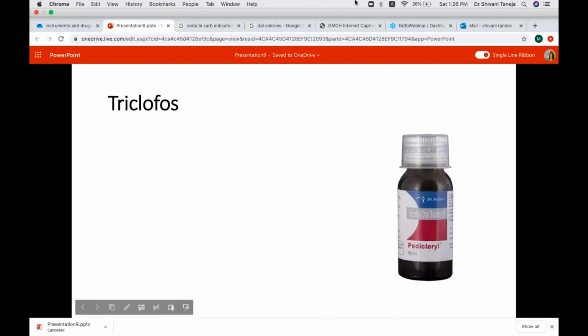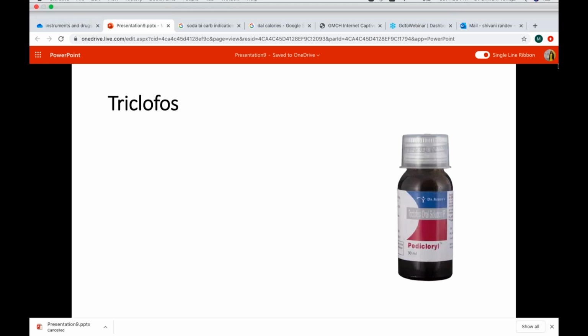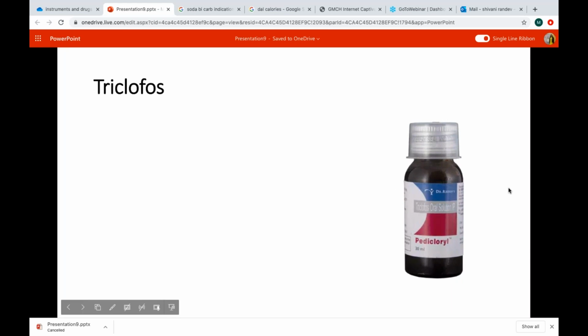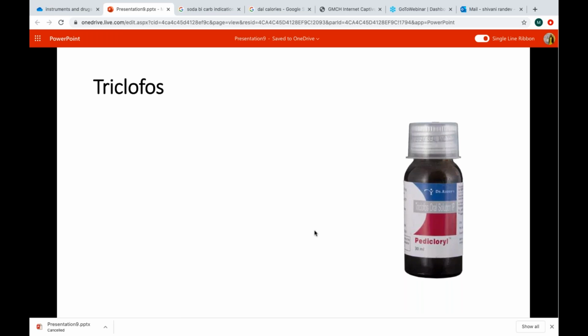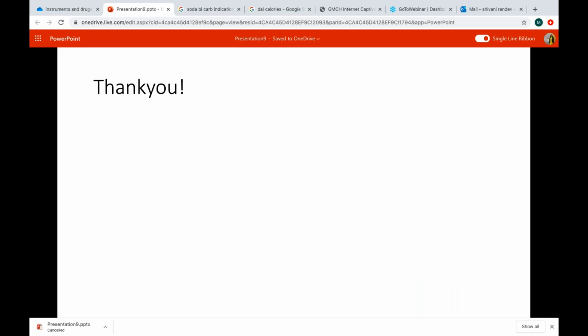Triclofos is used for sedation, and the dose is around 50 to 75 milligrams per kilogram, given orally for procedural sedation. For example, you want to do an EEG, or an ECG in a young child, or an echocardiography. So this is used for procedural sedation, given orally.